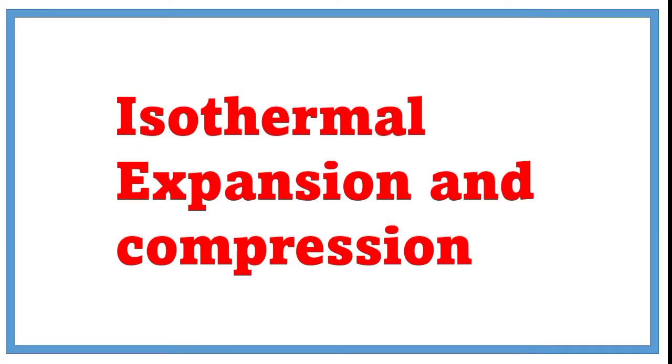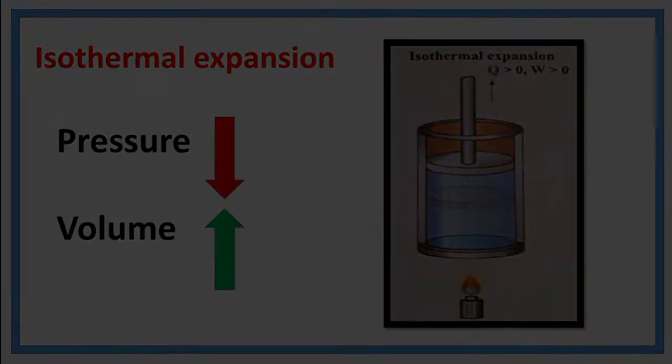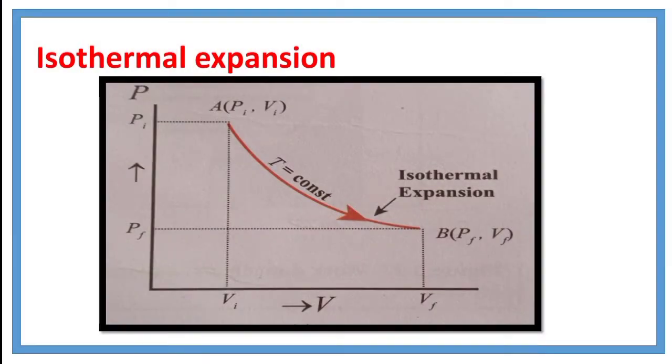Now we see the isothermal expansion and isothermal compression. In isothermal expansion, the pressure decreases with the increase in volume at a constant temperature. Consider a piston which is maintained at a constant temperature T. When the piston is moved upward, the pressure decreases and the volume increases at a constant temperature. This graph clearly shows that the pressure decreases with the increase in volume at a constant temperature. This is called isothermal expansion.